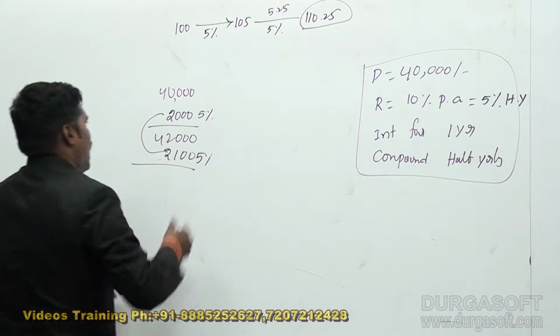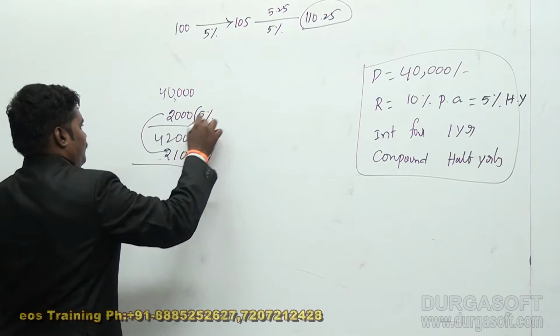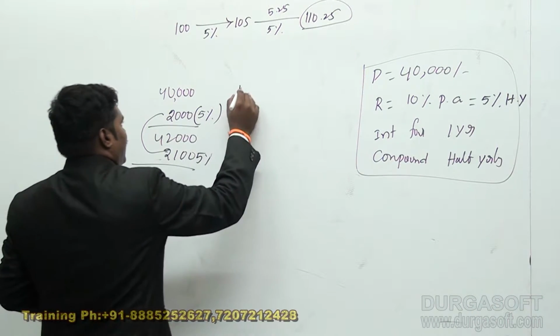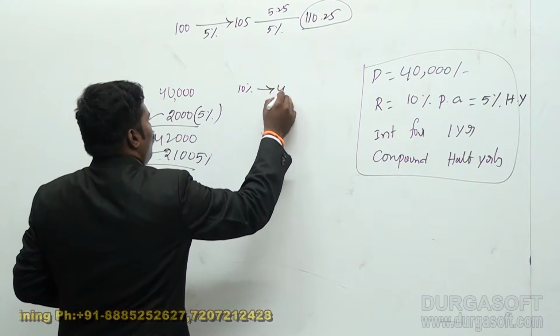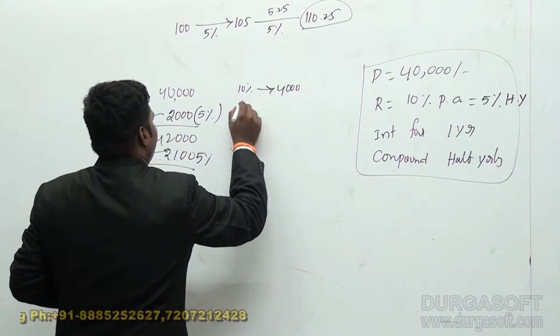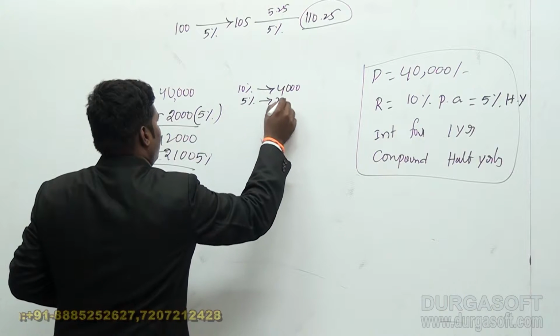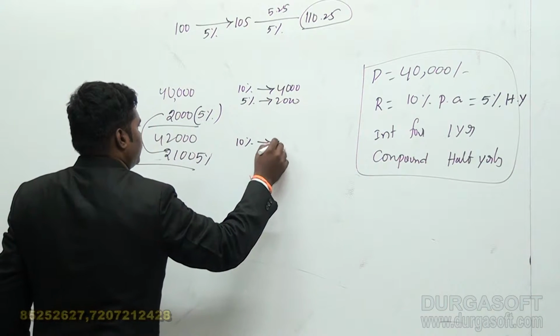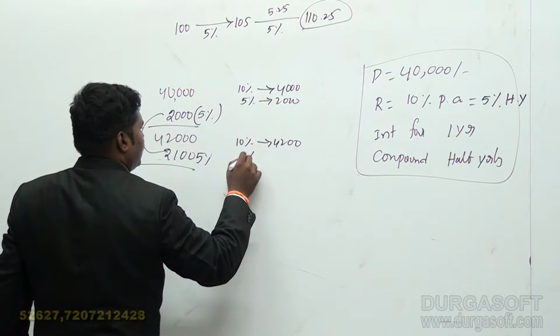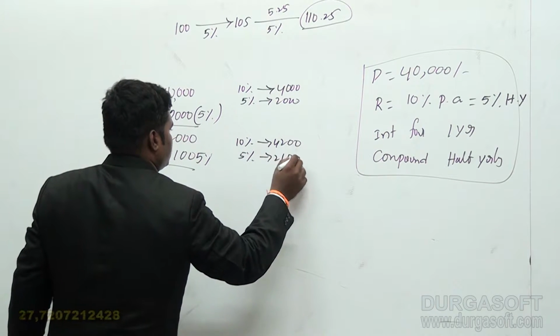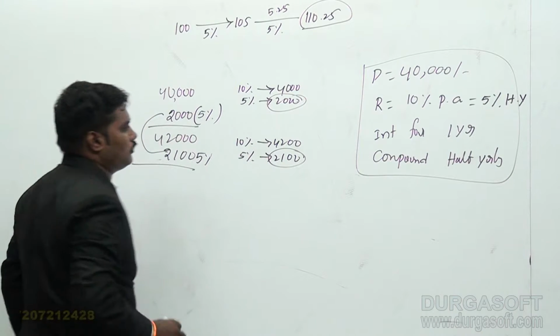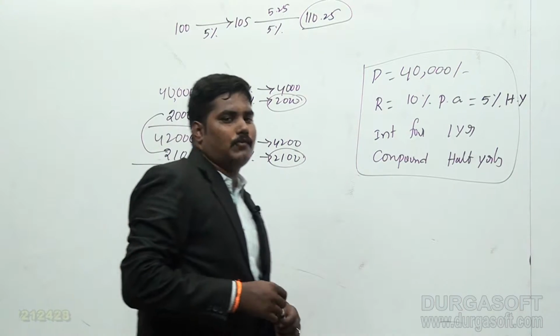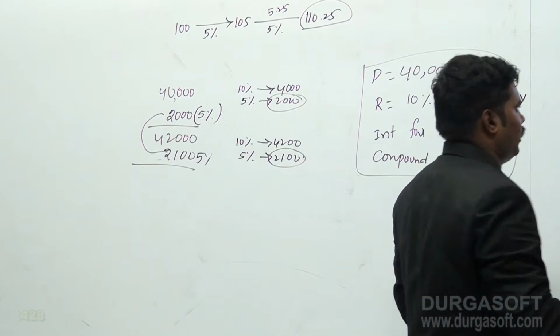Look here, on 4,000, 5% is 2,000. Okay, 10% is equal to 4,000, then 5% is equal to half of this one, 2,000. Here 10% is equal to 4,200, then 5% is equal to half of this one, 2,100. This 2,100 on 2,000 is nothing but the interest for 1 year, then total of that one.